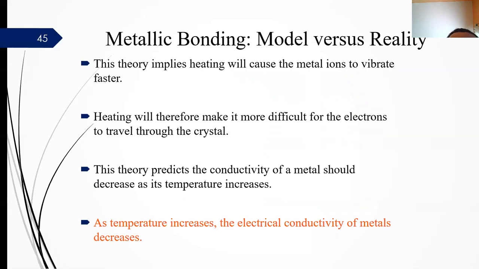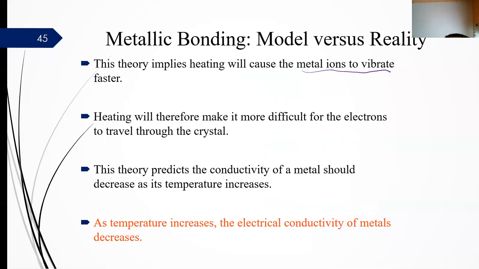This also shows up with our heating conductivities. Or this concept that as we increase the temperature, then there should be less electrical conductivity. The idea is as we heat the metals, the metal ions are going to vibrate. The more they vibrate, the harder it is for those electrons to travel back and forth.